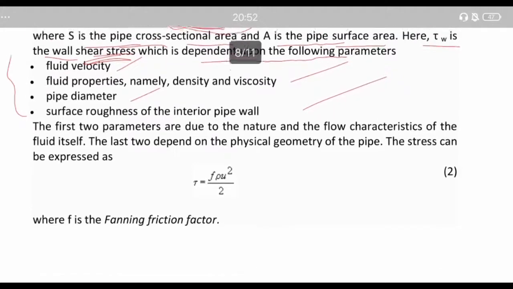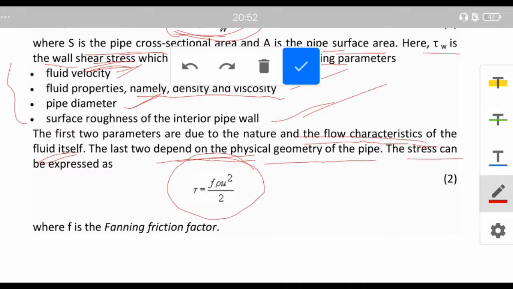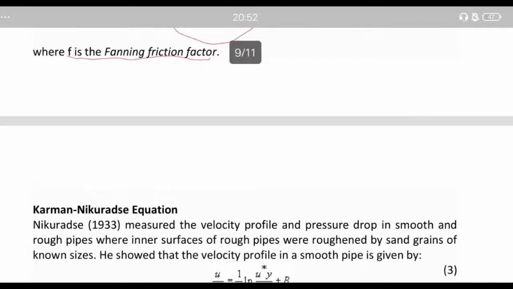The first two parameters are due to the nature and the flow characteristics of the fluid itself. The last two depend on the physical geometry of the pipe. The fluid velocity, density and viscosity depend totally on the nature of the flow of the fluid itself, and the last two depend on the physical geometry of the pipe, that is the pipe diameter and the surface roughness of the interior pipe wall. So the stress can thus be expressed as tau equals f rho u square upon 2, where small f is the Fanning friction factor.